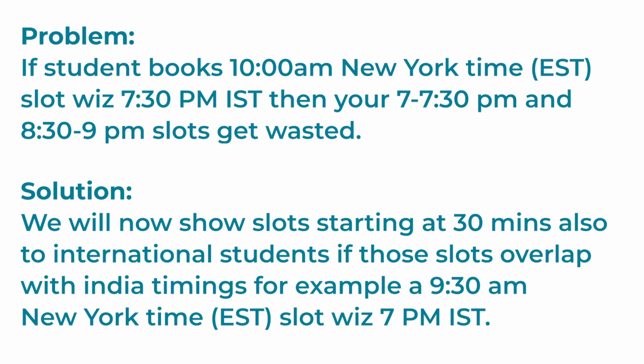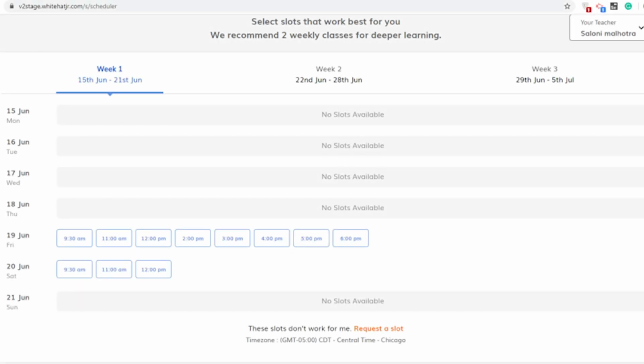We will now show slots starting at 30 minutes also to the international students if those slots overlap with India timings. For example, a 9:30 a.m. New York time, that is 7 p.m. Indian Standard Time. This is how the student will see the slots.